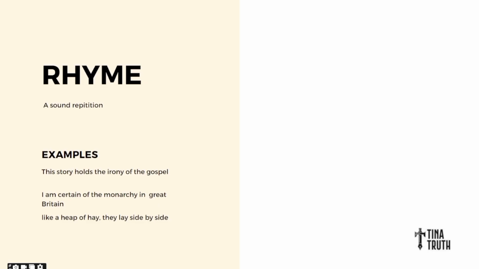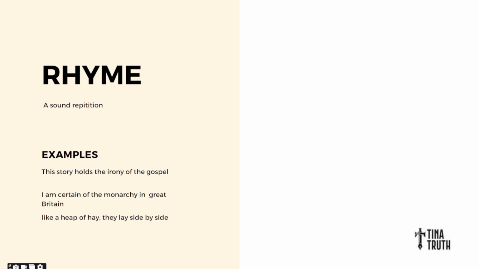So now we have rhyme. Rhyme is a sound repetition. Now, the examples here are, number one, this story holds the irony of the gospel. I know you're expecting me to come and rhyme the ends of these sentences. No, that's not what I'm doing. I'm giving you the rhymes that make sense.